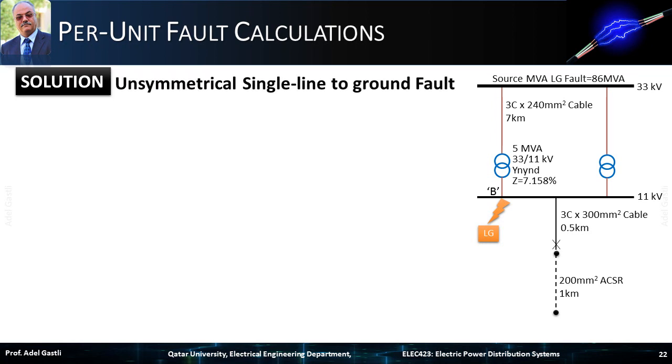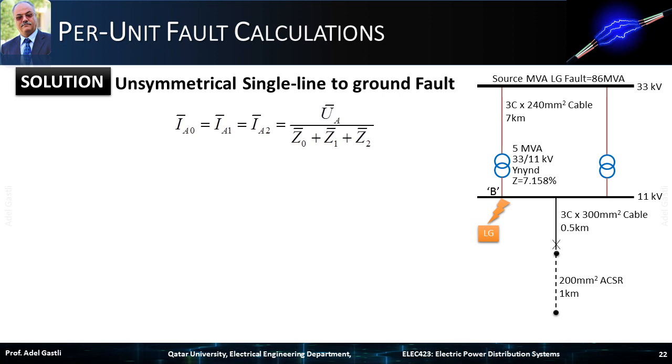To start solving this problem, we should recall that this is an unsymmetrical fault, and that it requires symmetrical components analysis, in order to find the short circuit current. We have seen in the previous lecture that for a line to ground fault, the three sequence currents are the same, and that they equal the phase voltage over the sum of the sequence impedances. Note that all parameters are taken in per unit.